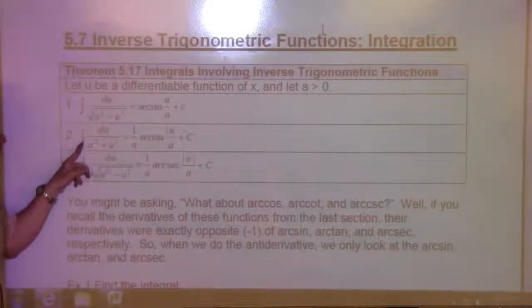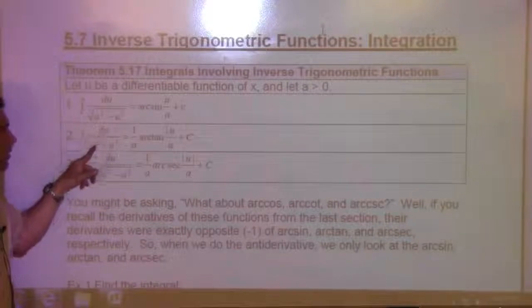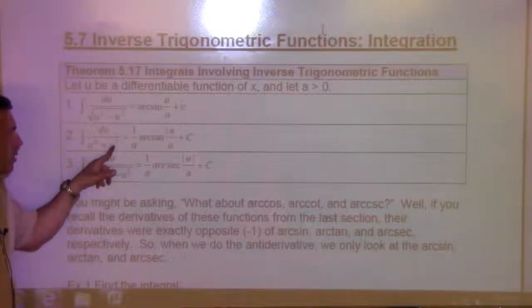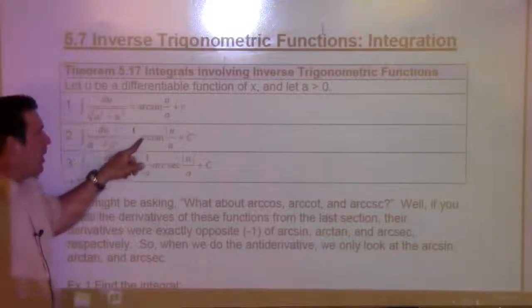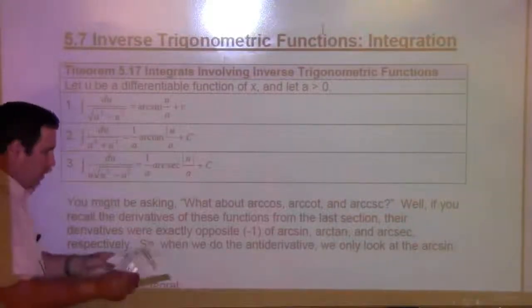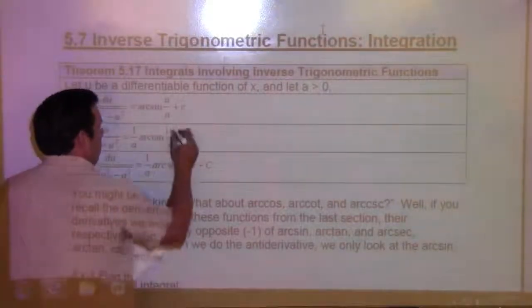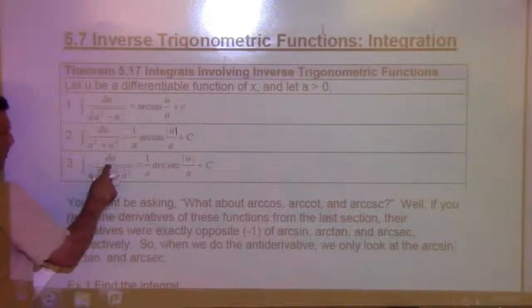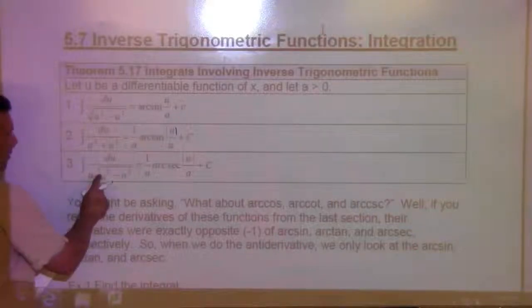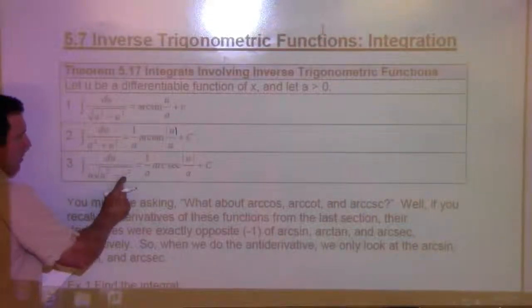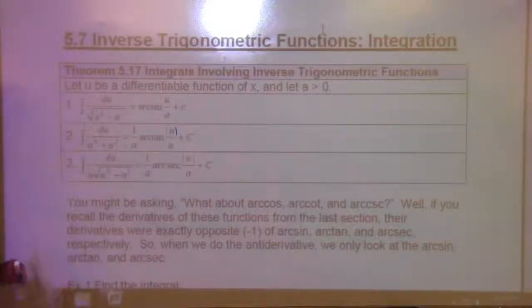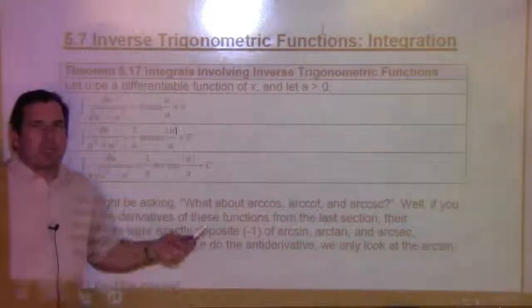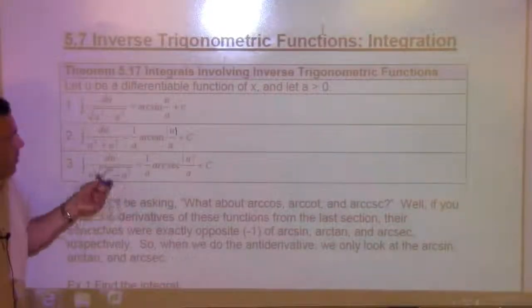For 2, we have the integral of du over a squared plus u squared, some constant squared plus some function part squared. That's 1 over a arctangent of the absolute value of u over a plus c. Integral of du over u times the square root of u squared minus a squared, that's going to give us arc secant. So you're probably thinking, what about arc cosine, arc cotangent, arc cosecant?